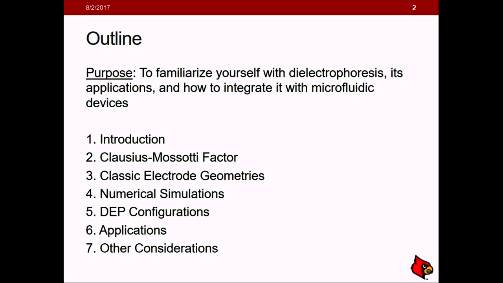So we'll break this up into just the general introduction, some terms, some basic theory, and then the importance of the Clausius-Mossotti factor, classic electrode geometries that you'll see in literature, and an introduction to numerical simulations. It's more straightforward than you think. Then some recent dielectrophoresis electrode configurations, and then applications including commercial products that are available, and then other considerations in other physics.